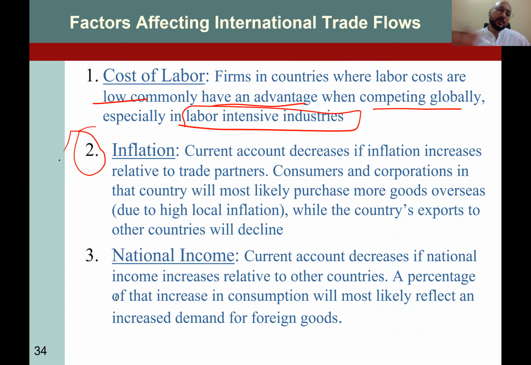Number two, inflation. So current account decreases if inflation increases. Wow, what an argument. What do you think about this? Can you elaborate on this one? If in a country inflation is high, right? What happened? Current account decreases if inflation is high.